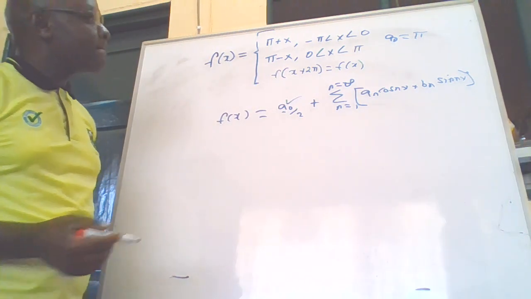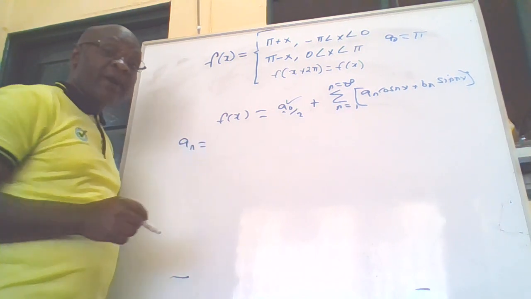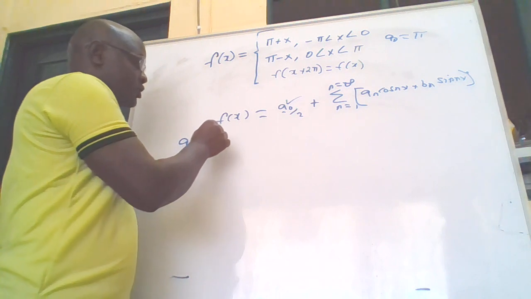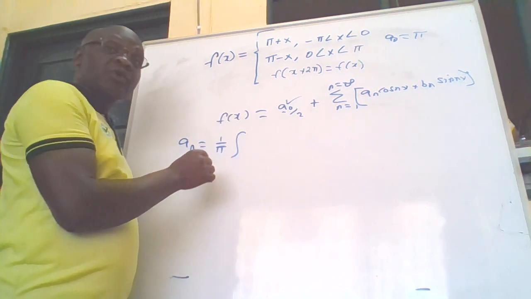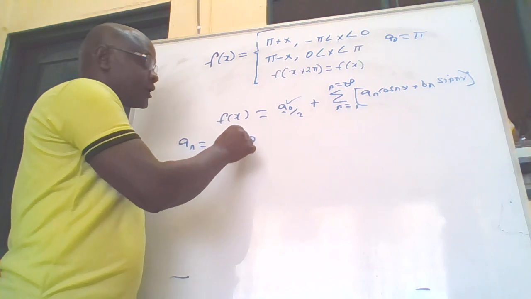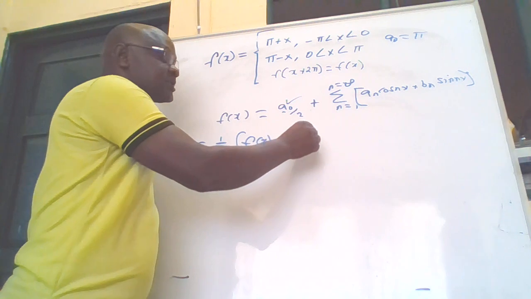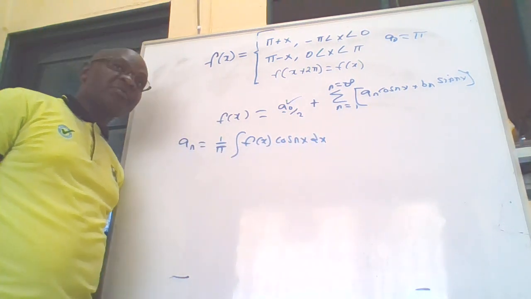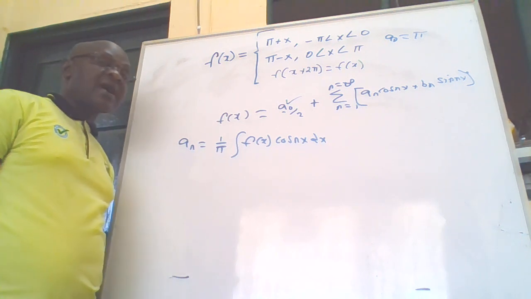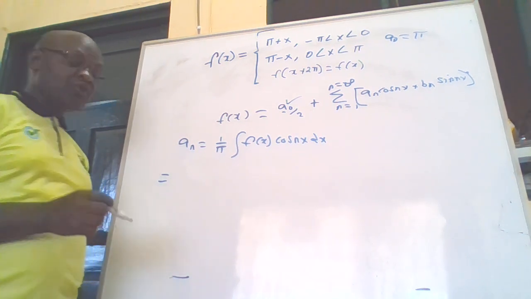Now, our AN is given by 1 over pi into the integral of f of x cos nx dx. That is the formula for getting AN.